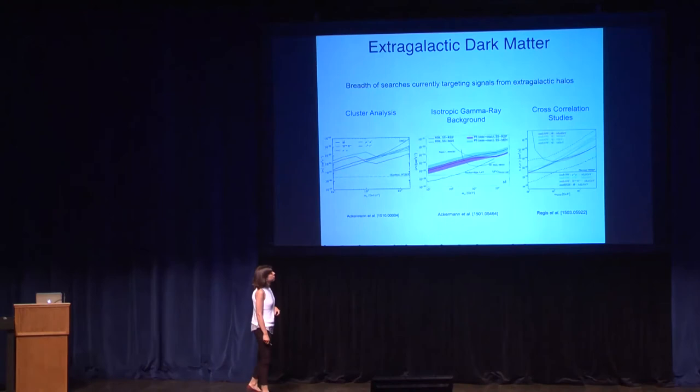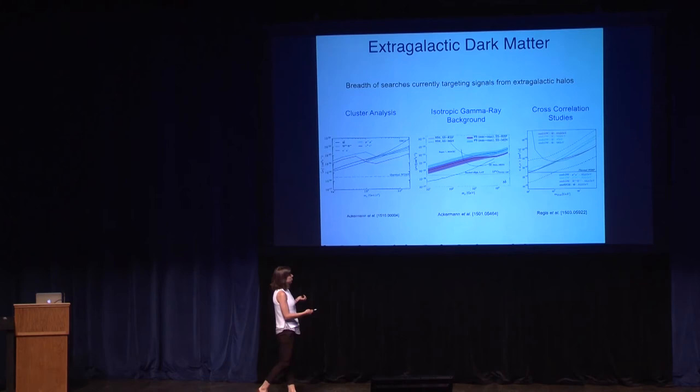So there's been a variety of searches looking for extragalactic dark matter. This is just a very brief summary. These are searches that have either focused on single galaxy clusters, searches requiring that dark matter annihilation not overpredict the isotropic gamma ray background, and also cross-correlation studies between Fermi maps and galaxy group catalogs. It's probably a little difficult to see, but in all of these cases, the limits from the extragalactic searches haven't really pushed down below this thermal line, this benchmark. And so they've tended to be weaker than the limits coming from dwarfs.